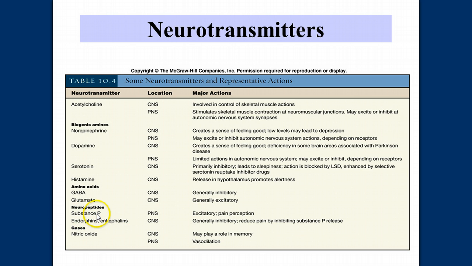Now, if you see here, substance P causes pain perception. The endorphins and enkephalins are generally inhibitory. They reduce pain by inhibiting the release of substance P.